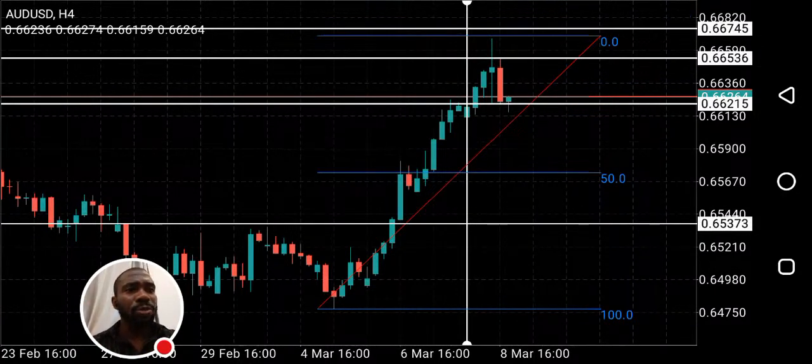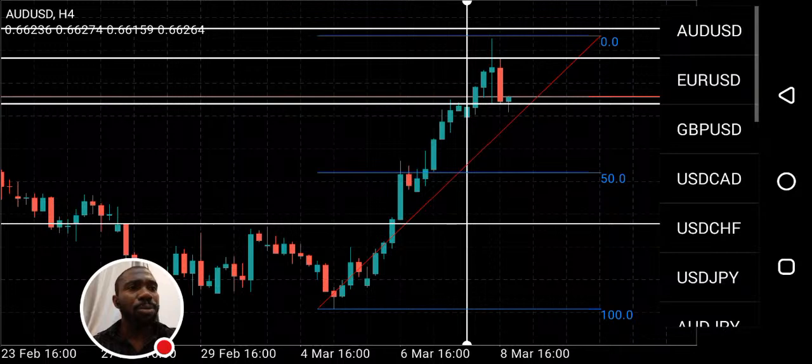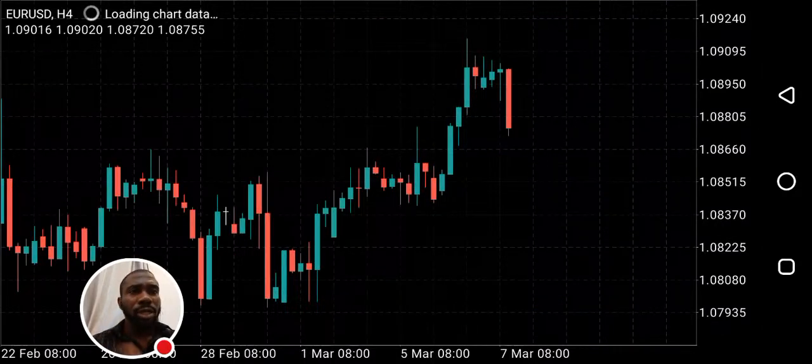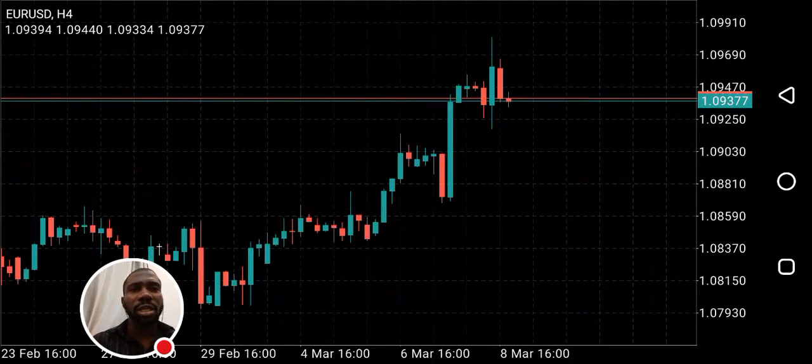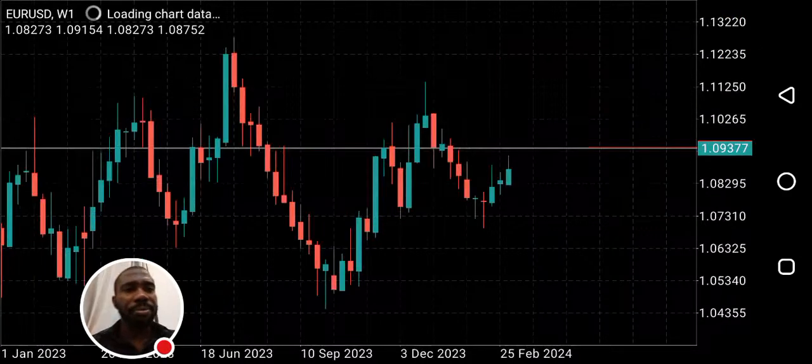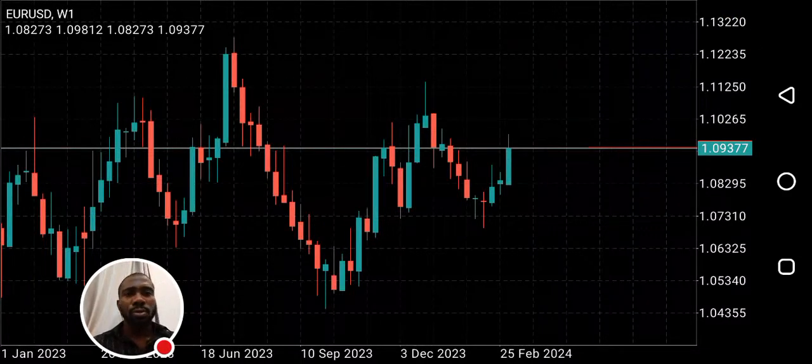Okay, so let's move to the next pair. Next pair will be Euro USD. Euro USD is positively correlated with Australian dollar USD. So let's start with the weekly time frame. Can you see the pattern on the weekly time frame? Last week's candle closed strongly bullish, right?